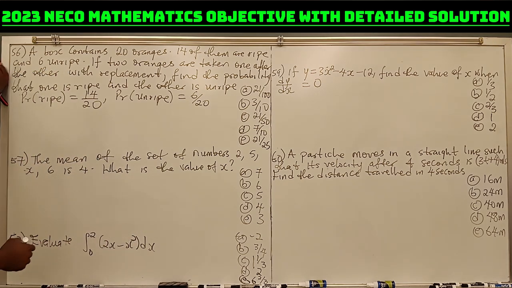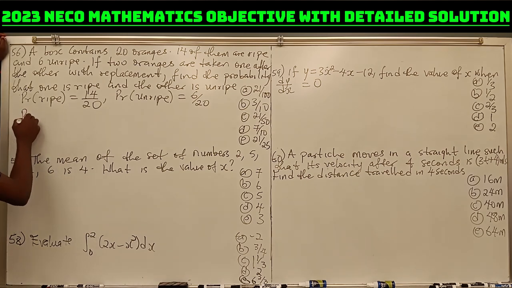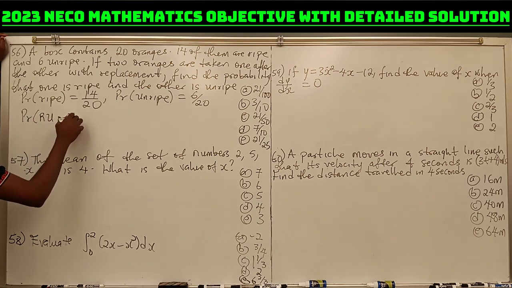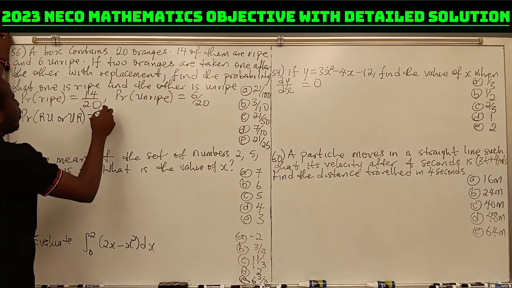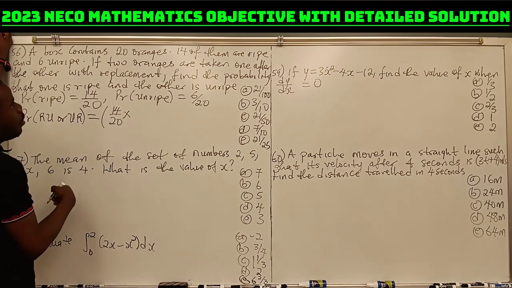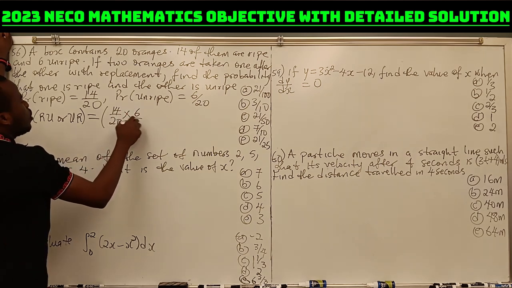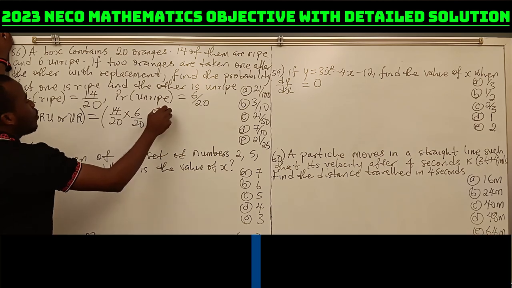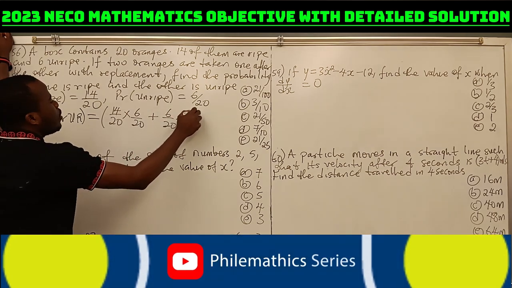So if we take 2 oranges one after the other with replacement, we are not told the order of how we take the oranges. So one can decide, out of chance, to pick the ripe first before the unripe, or pick the unripe first before the ripe. So because of that, the probability will be ripe, unripe, or unripe, ripe. So probability of ripe will be 14 over 20 with replacement, so the total oranges is still intact, times 6 over 20, or unripe, 6 over 20 times ripe, 14 over 20.